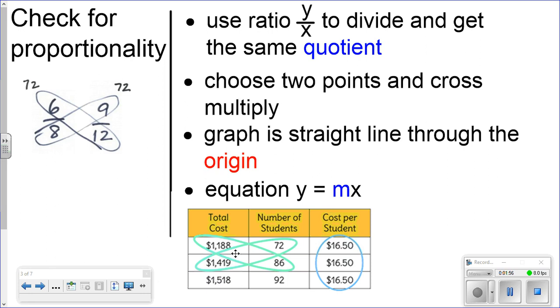So here in this table, we can look at 72 times 1,419 and 86 times 1,188, and those are exactly the same. Or we can take 1,188 divided by 72 and get 16.50, 1,419 divided by 86 and get 16.50, or 1,518 divided by 92 and get 16.50.